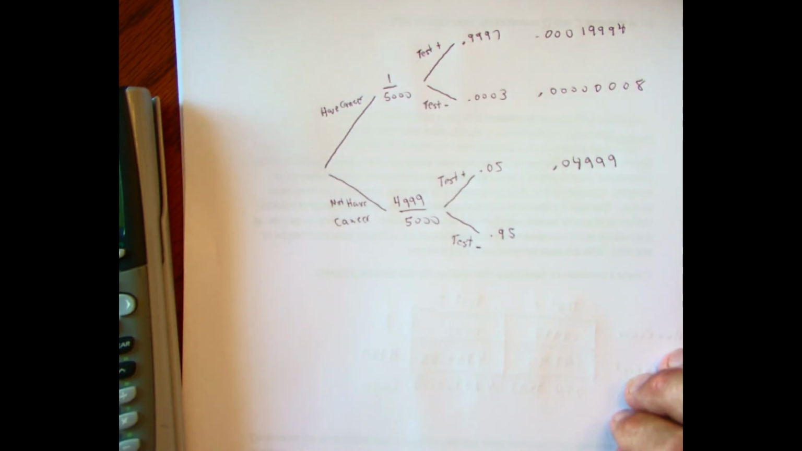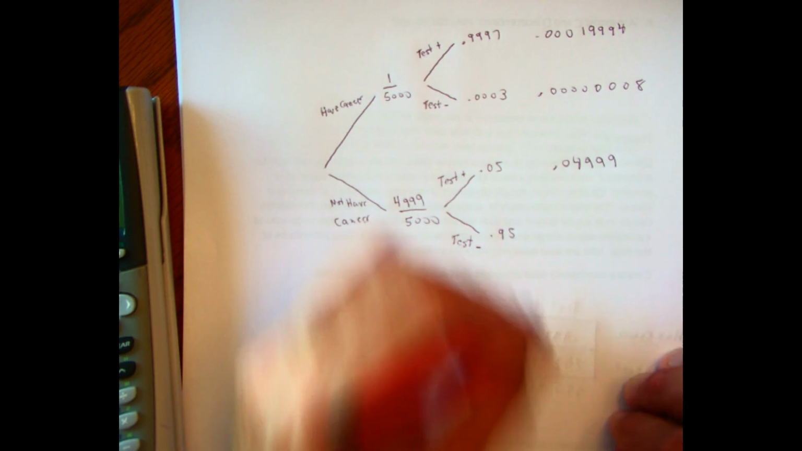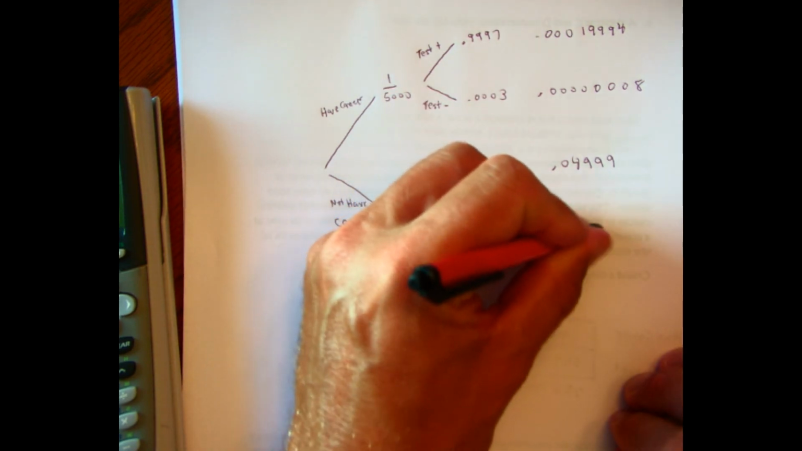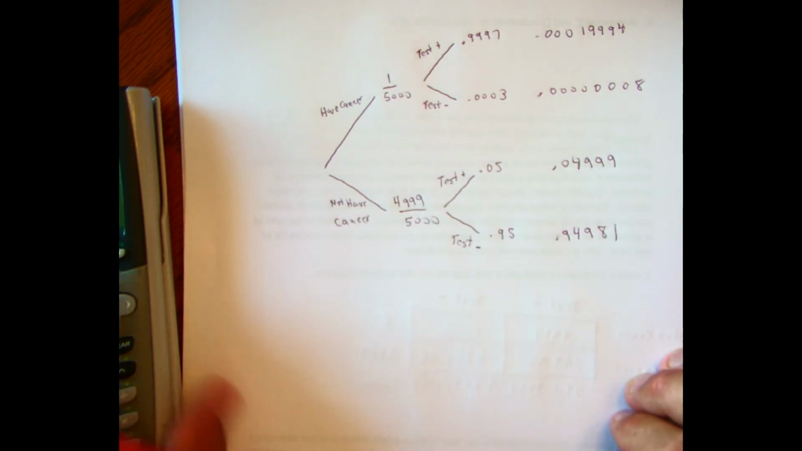And then I do 0.95 times that, and that's 0.94981. And I'll show you how all this works. Okay, just a different approach.